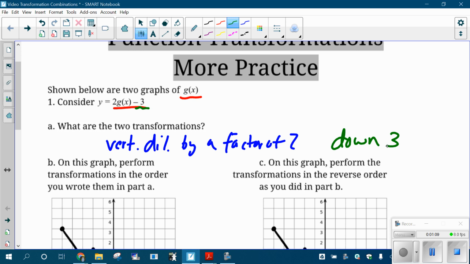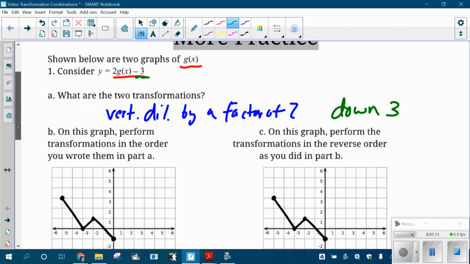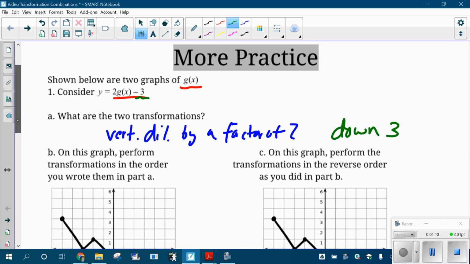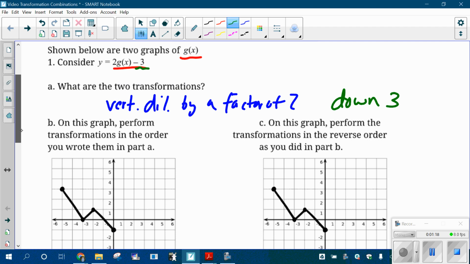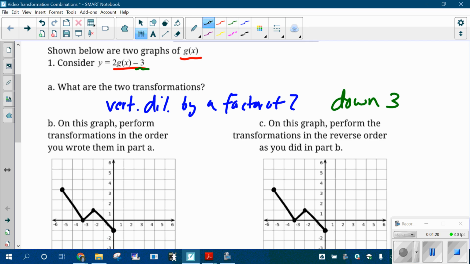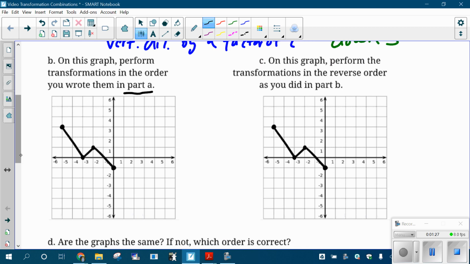Now, both of these transformations are vertical, and so it actually matters what order you do them in. So I want to first perform them in the order that we wrote them down in part A. Okay, so you guys remember how to do this. A lot of you guys, I think, are using this table technique. I think that's a good technique.